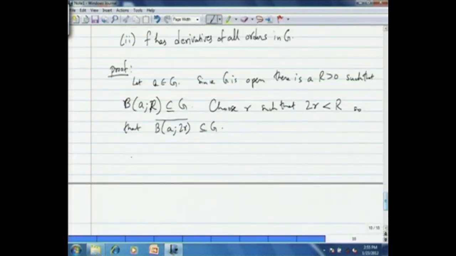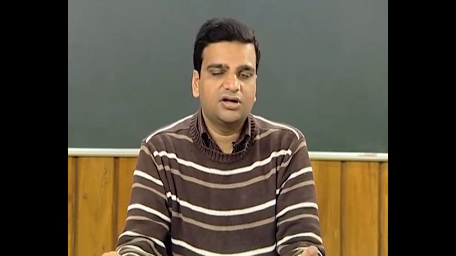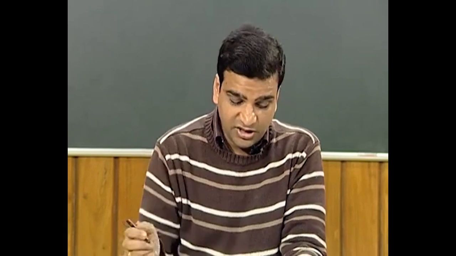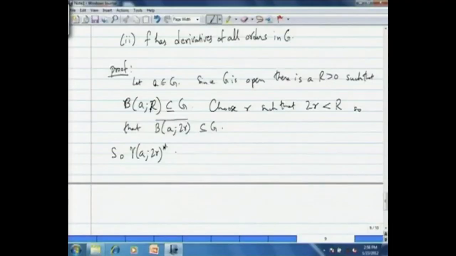So this is what we will need. This implies that gamma_{a,2r}^*, which is the circle of radius 2r centered at a, however parameterized but oriented in the counterclockwise direction, is contained in G, and the inside of this is also contained in G. This is what we want.